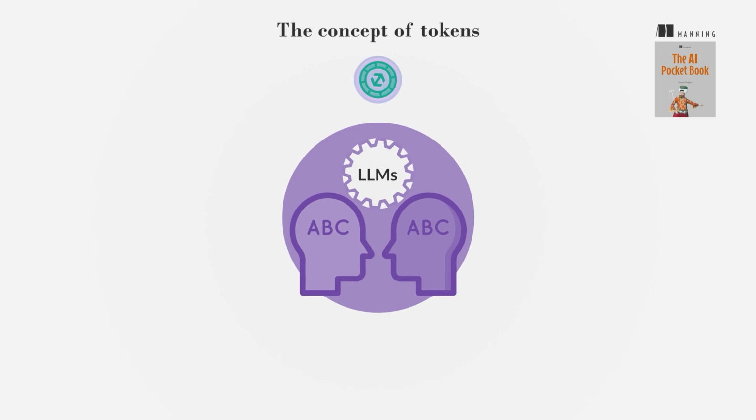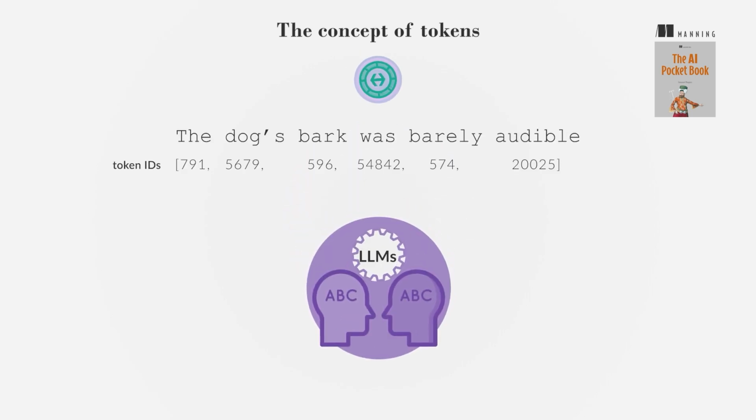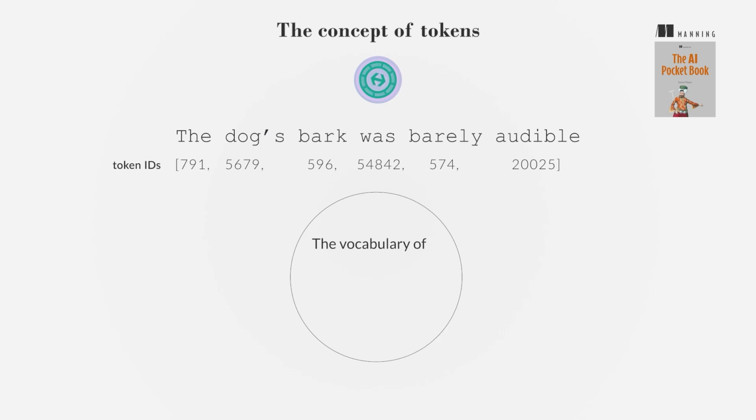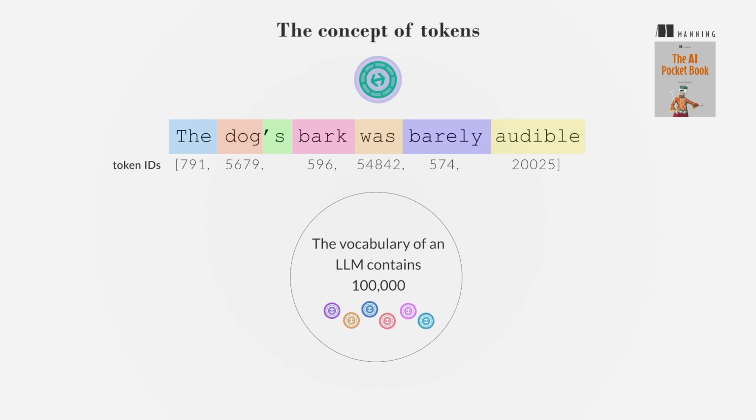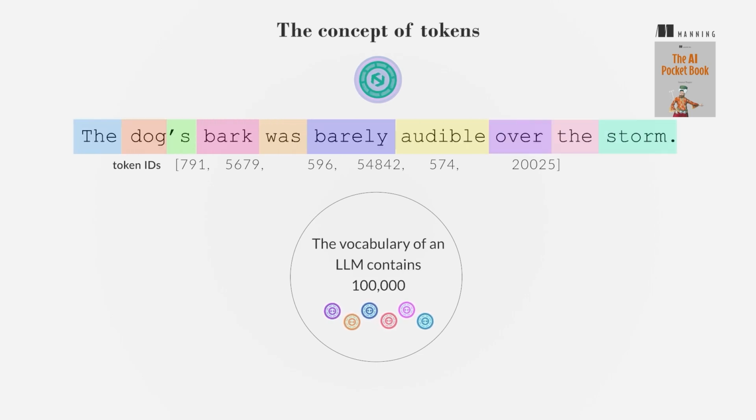LLMs use tokens, which are common pieces of text, to read and generate words. Tokens can be entire words, pieces of words, or special symbols. The vocabulary of an LLM typically contains around 100,000 tokens. The input prompt is subdivided into tokens, and then used to predict the next token.